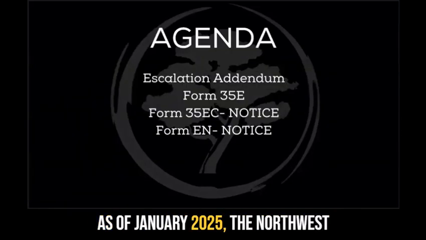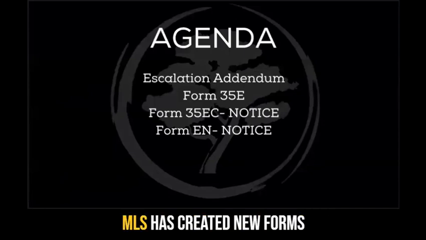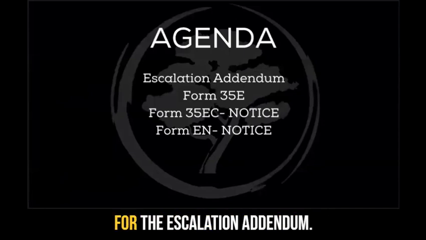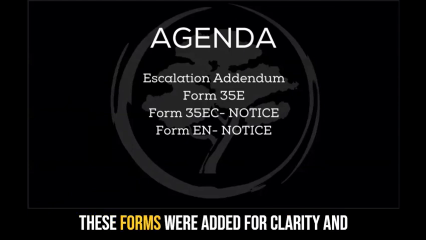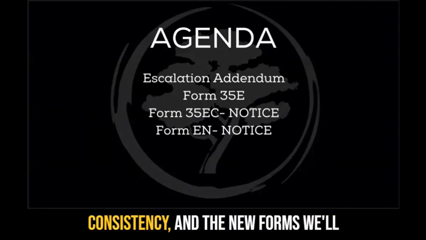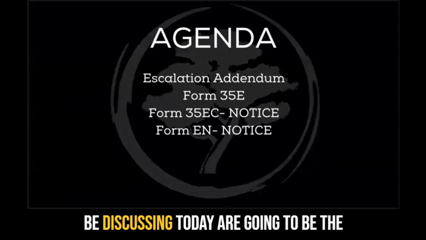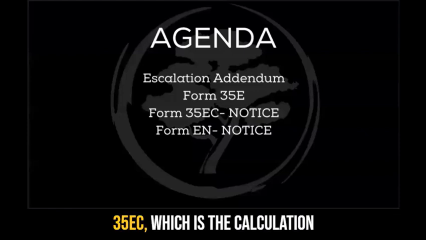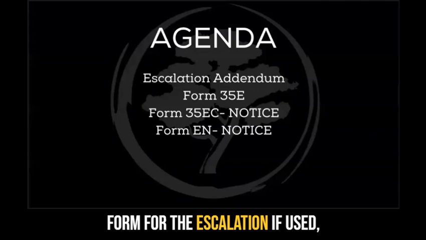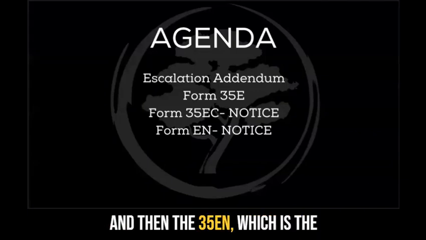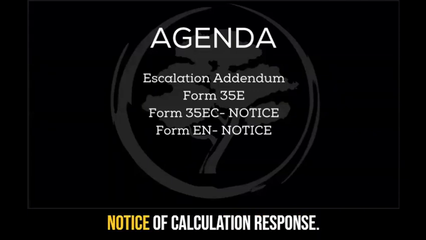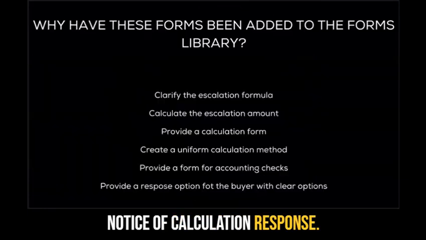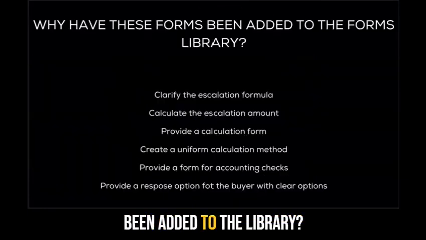As of January 2025, the Northwest MLS has created new forms for the Escalation Addendum. These forms were added for clarity and consistency. The new forms we'll be discussing today are the 35E, which is the Escalation Addendum, the 35EC, which is the calculation form for the escalation if used, and then the 35EN, which is the notice of calculation response.